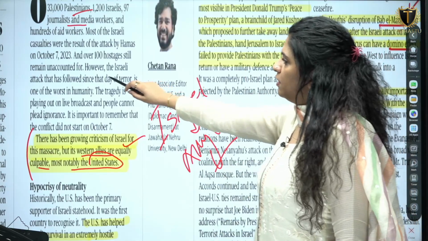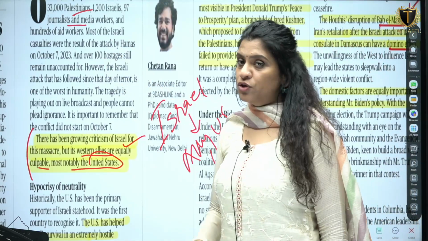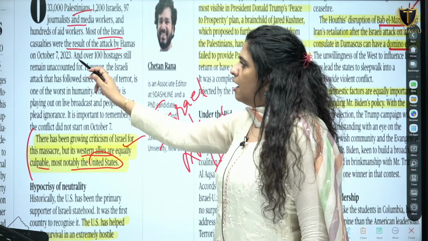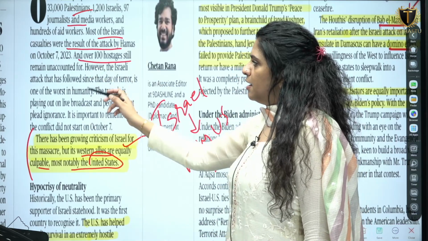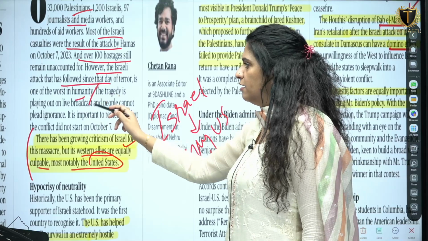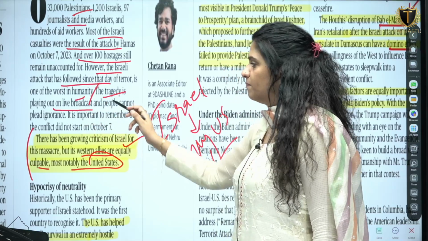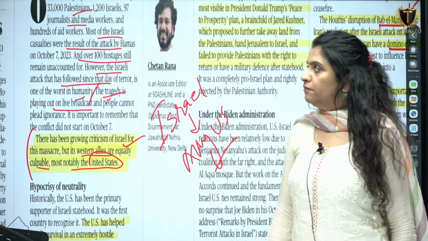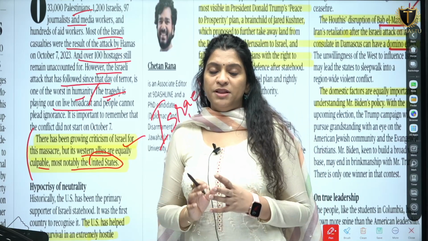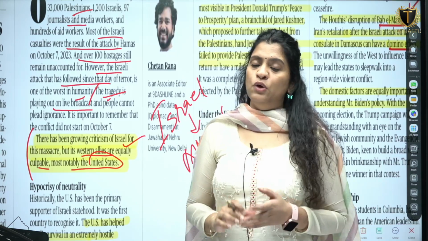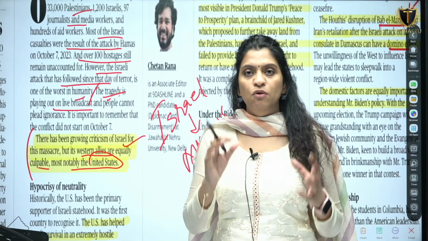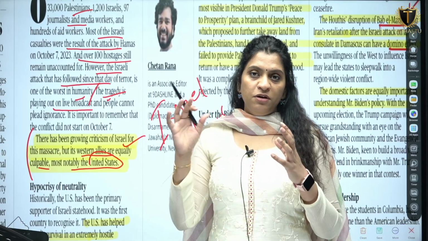Okay, so the happening which was much criticized: most of the Israeli casualties were the result of attacks by Hamas, and over 100 hostages still remain unaccounted for. However, the Israeli attack that has followed since that day of terror is one of the worst in humanity. The tragedy played out live, so we could see how things were happening, how pathetic the condition was when it comes to the crisis of humanity overall. That was telecast live, everybody was looking at it, so nobody could ignore the happenings which were developing there.